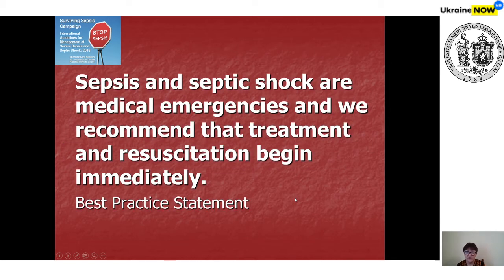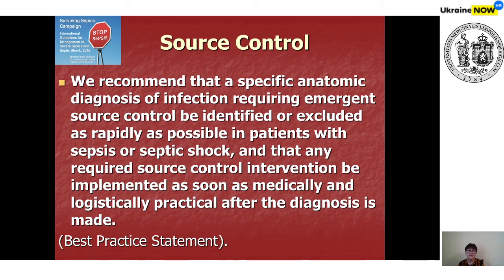Sepsis and septic shock are medical emergencies, and these guidelines recommend that treatment and resuscitation must begin immediately. These guidelines recommend that a specific anatomic diagnosis of infection requiring emergent source control be identified or excluded as rapidly as possible in patients with sepsis or septic shock, and that any required source control intervention be implemented as soon as medically or logistically practical after the diagnosis is made.